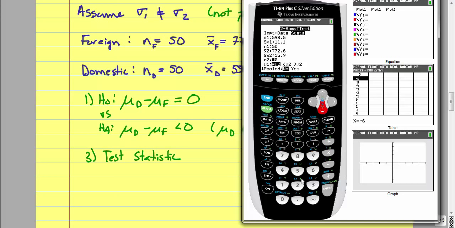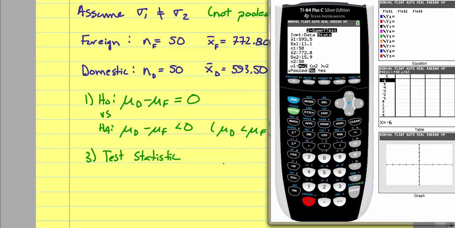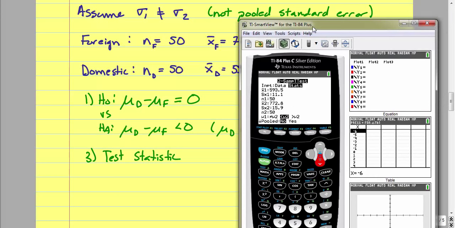Sample size is still 50, and then I have to look at which direction of my test I'm looking at. So I'm looking at mu d minus mu f less than 0. So let's go over to the less than case here. Now this pooled is where I have to decide if I'm using the pooled or not, and we can see from my notes here sigma 1 does not equal sigma 2, so we do not use pooled. So we want to make sure this says no.